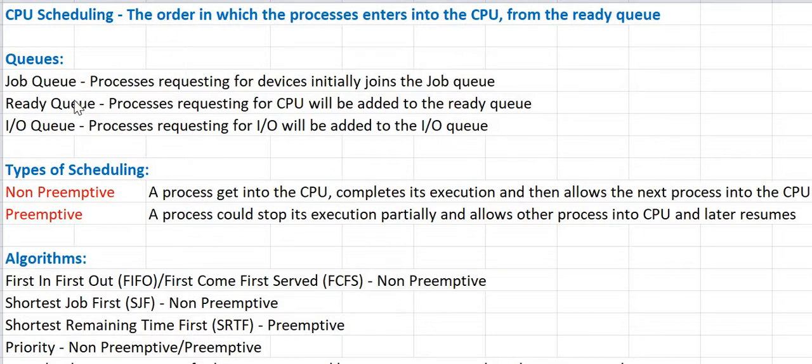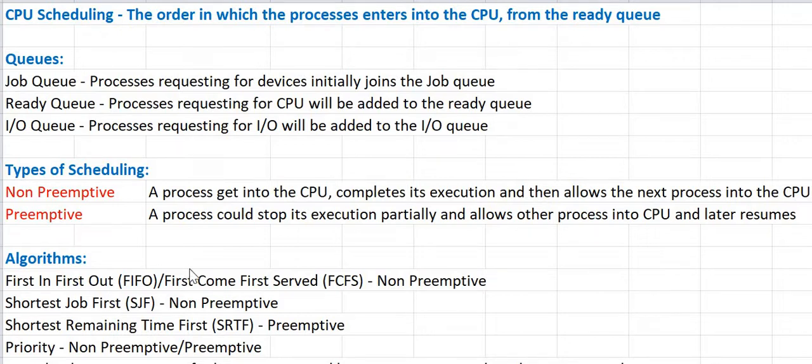So, the order in which the processes inside the ready queue enter into the CPU is what we call CPU scheduling. When we direct these processes into the CPU, if the process completes its entire execution and then comes out, that kind of scheduling is what we call non-preemptive. In case a process allows any other process in when it is partially completed, then we call that kind of scheduling preemptive scheduling.